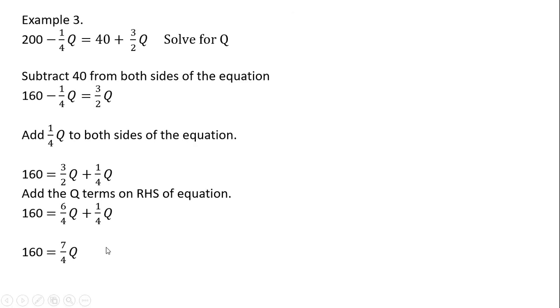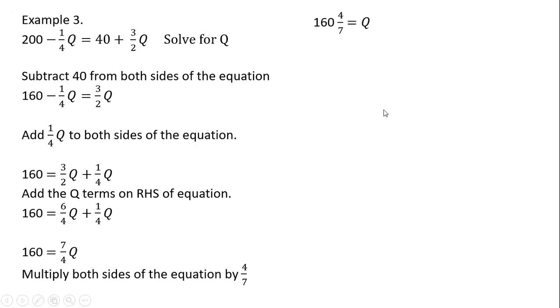And now let's solve for q. We can multiply both sides of the equation by 4/7. So 7/4 times 4/7 on the right-hand side is just 1. Leaving this on the left-hand side. So 160 times 4 is 640, and that's all divided by 7. So we get the answer here of q equaling 91.43. Moving on.